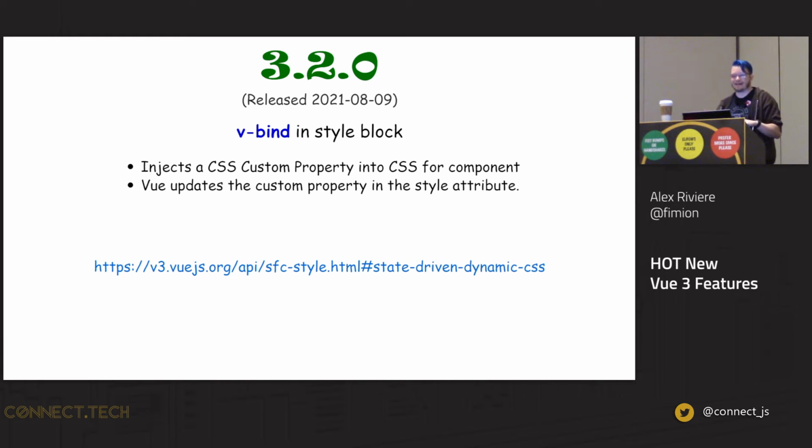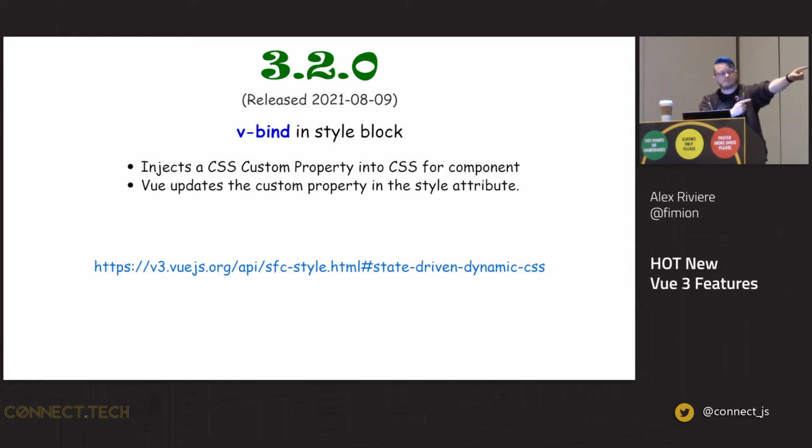So v-bind in a style block injects a custom property. If you're trying to do progressive enhancement, you will want to define your normal background color. If you don't know what CSS custom properties are, the browser uses that as your fallback. And then use your v-bind value. The way it works is it injects a custom property into your style and then applies a style attribute to the element you are styling and changes the custom property on that element. So it'll update automatically.